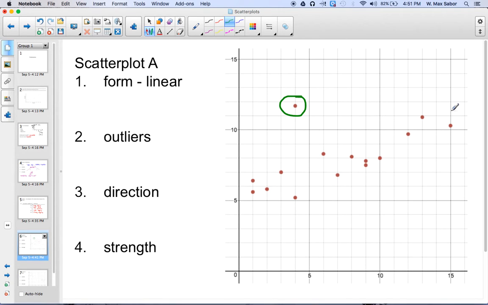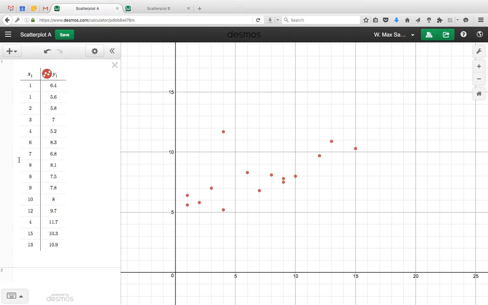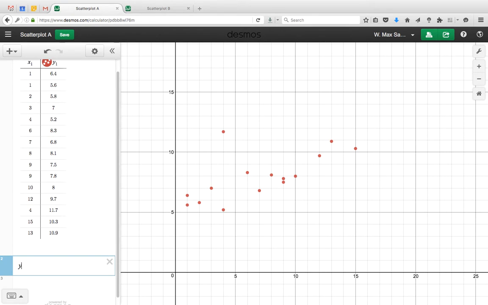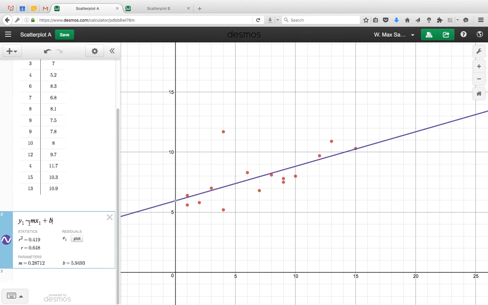Now, how can we actually show this? Well, I've graphed this on Desmos. If you type in, as we did before, a linear expression, it will come up with these statistics for you. And specifically, the residuals are something that you can choose to plot.